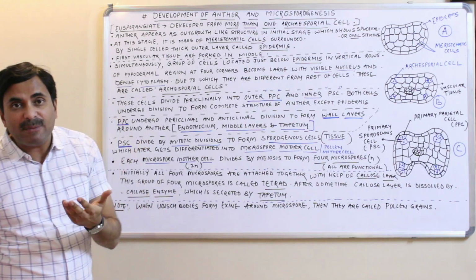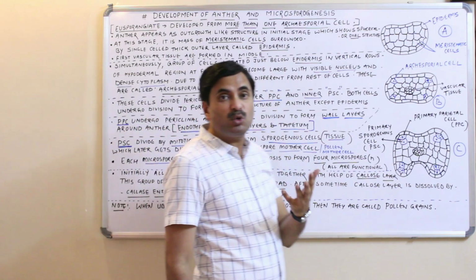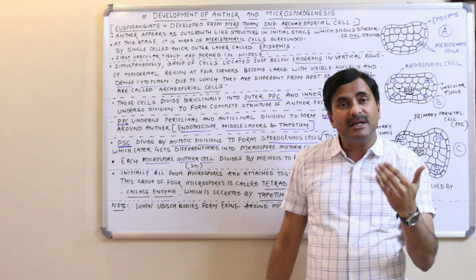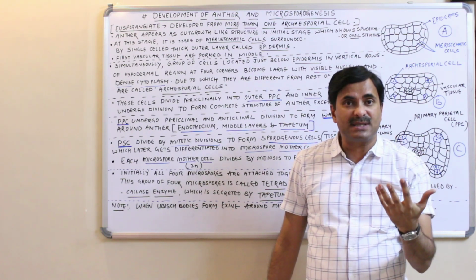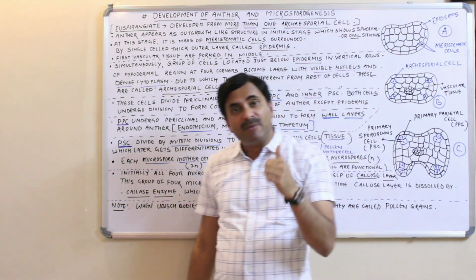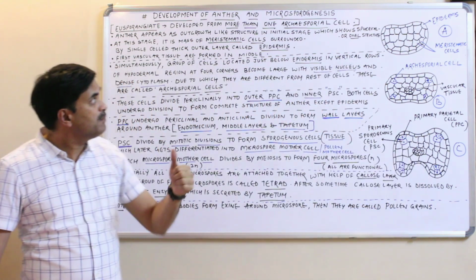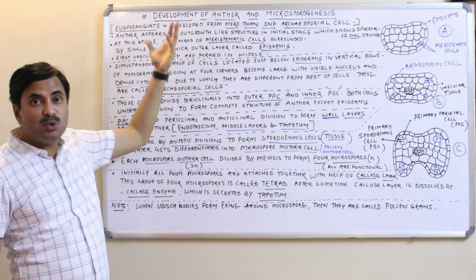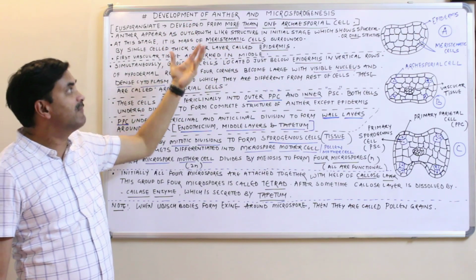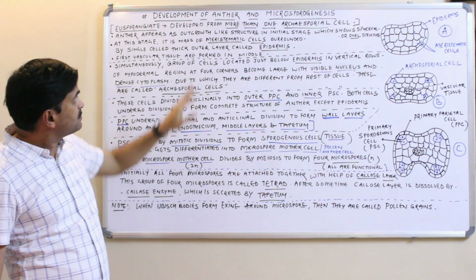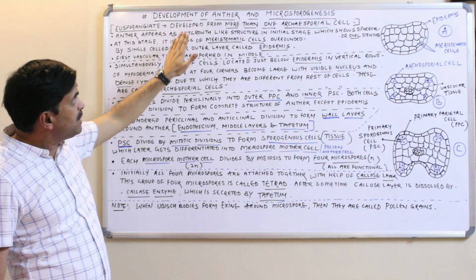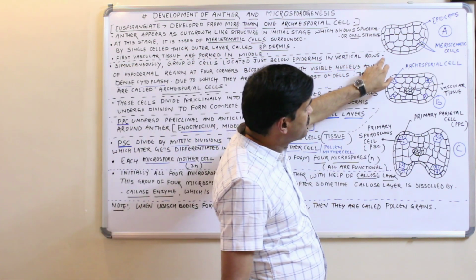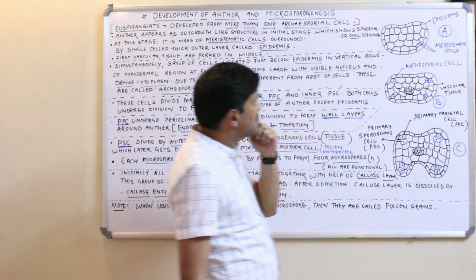There is one more type of development called leptosporangiate type of development, in which the anther develops from a single archisporial cell. But here the development of the anther occurs from more than one archisporial cell, and hence it is called eusporangiate type of development. Now if we want to study the development of the anther, then we have to view these three diagrams, diagram A, B and C.